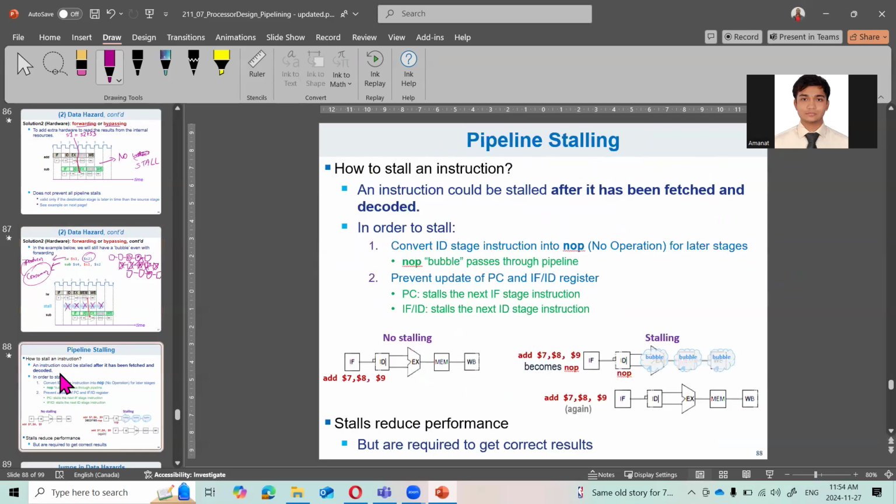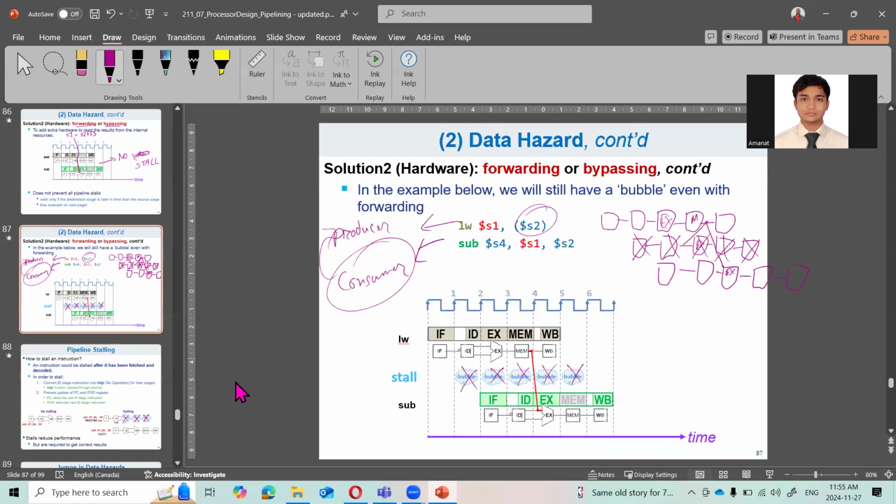Okay. So how do we do a stall? The decoder figures out that I cannot run this instruction now and sends a no op signal. And then everything turns into bubbles. That's how we implement it in the hardware. So the decoder finds out that I can't do this because I'm waiting on something, and then just stalls the operation. That's how we stall.